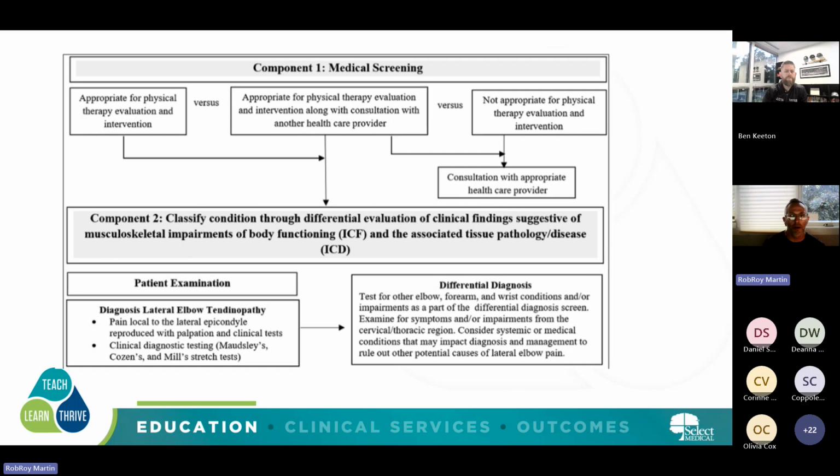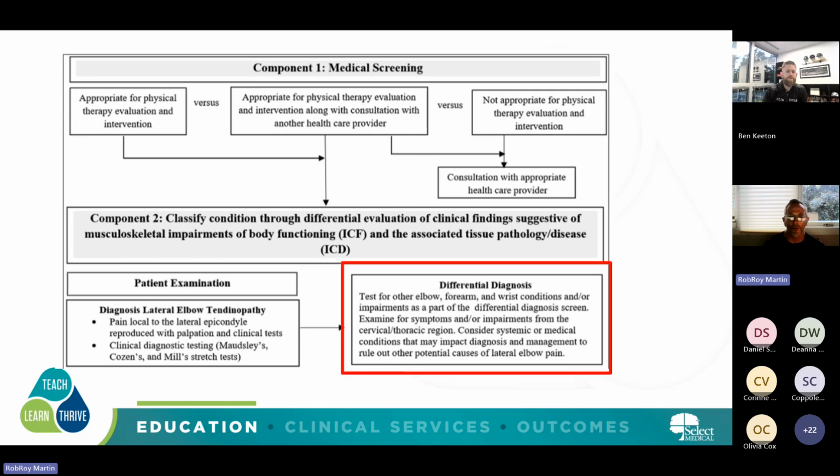So obviously we do our medical screening. We're looking for people who are appropriate for physical therapy. We identify people with lateral elbow tendinopathies. So again, in our clinical exam, we have palpation, and then we have our clinical tests to make sure that we are indeed treating those folks.